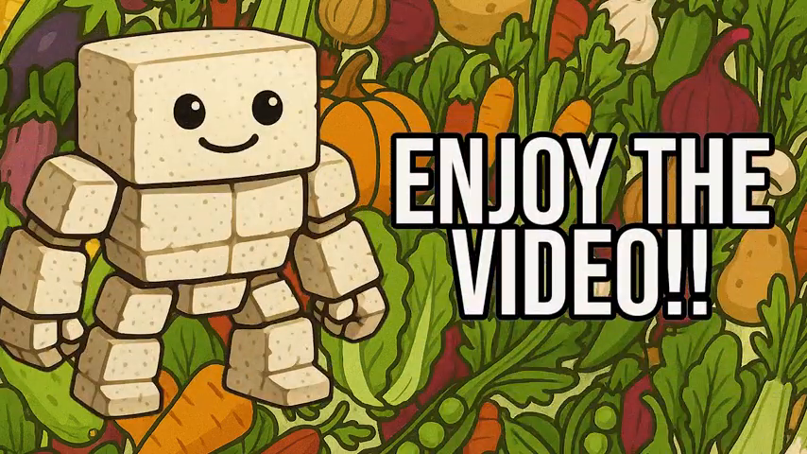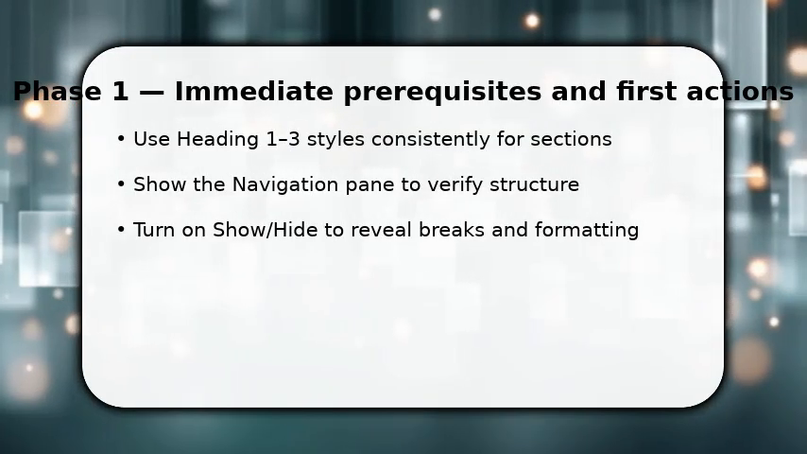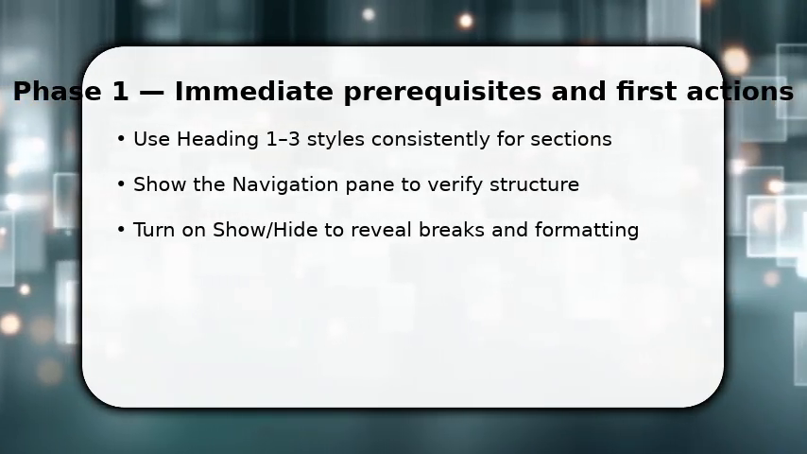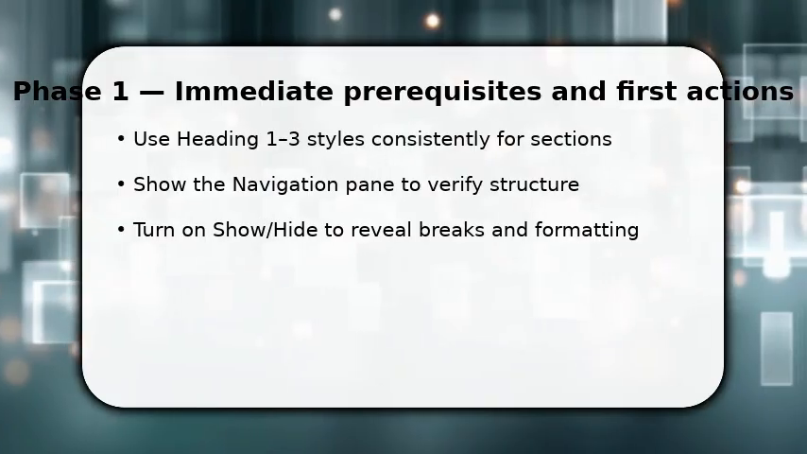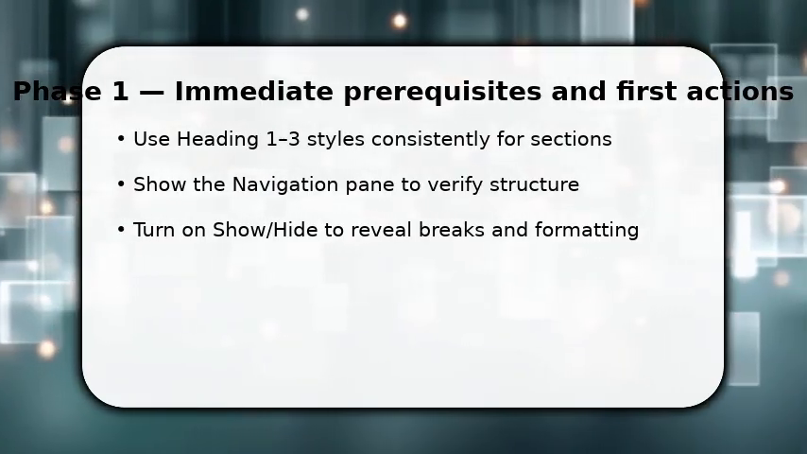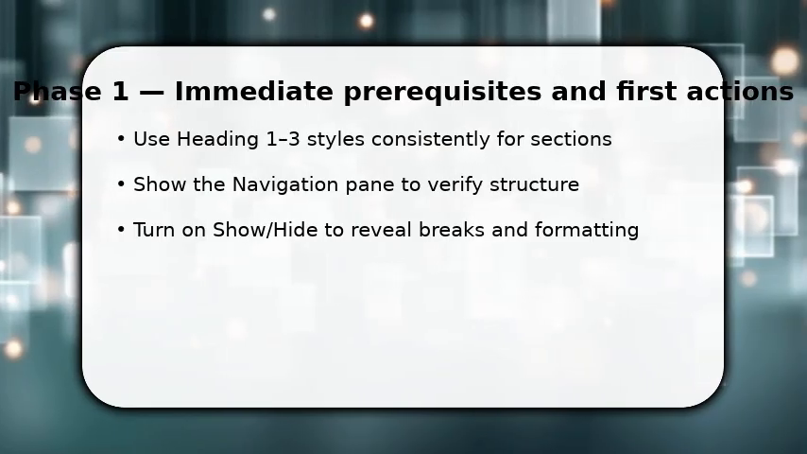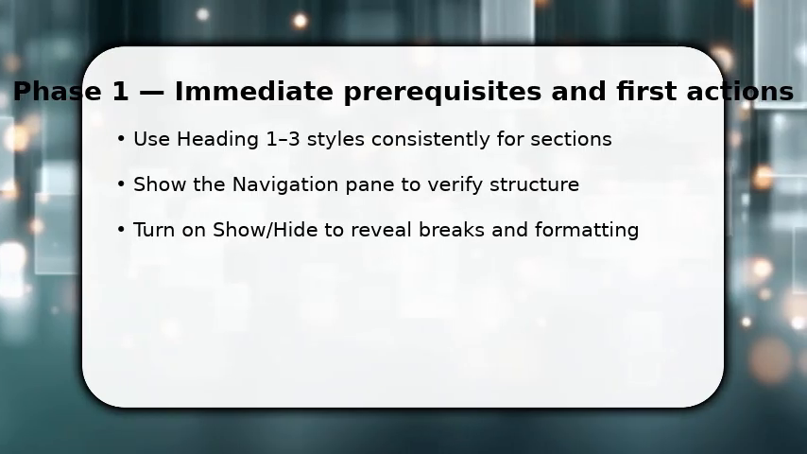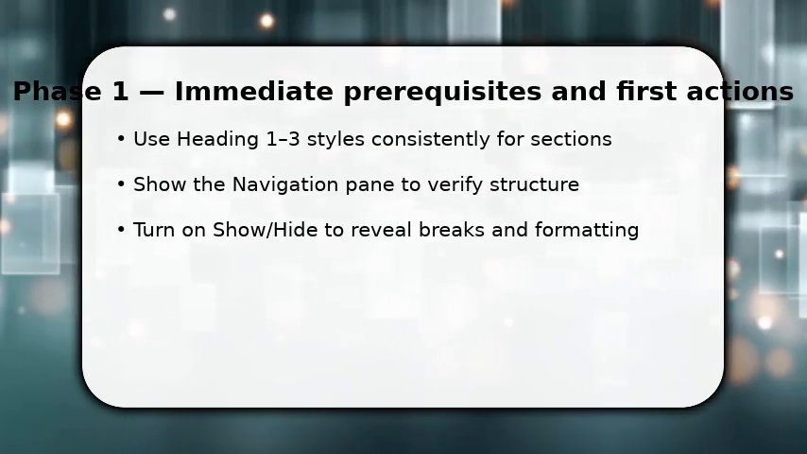Please enjoy the video. You start by ensuring headings use built-in styles. This is crucial because linked numbering ties to style levels. Once done, open the navigation pane to confirm the outline flows correctly and turn on Show/Hide so you can spot manual breaks or extra paragraphs that will break numbering.